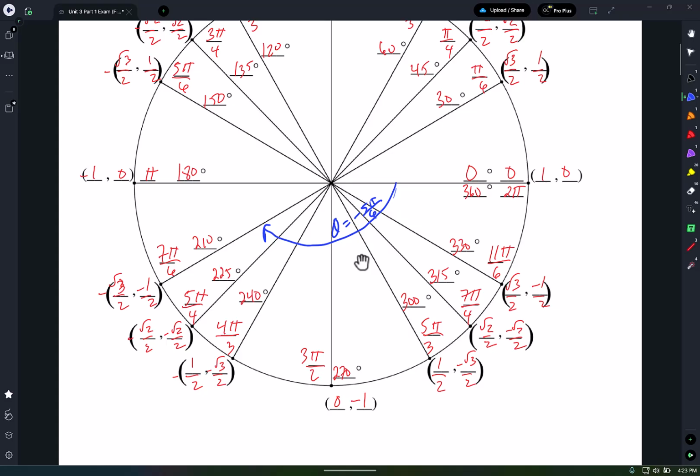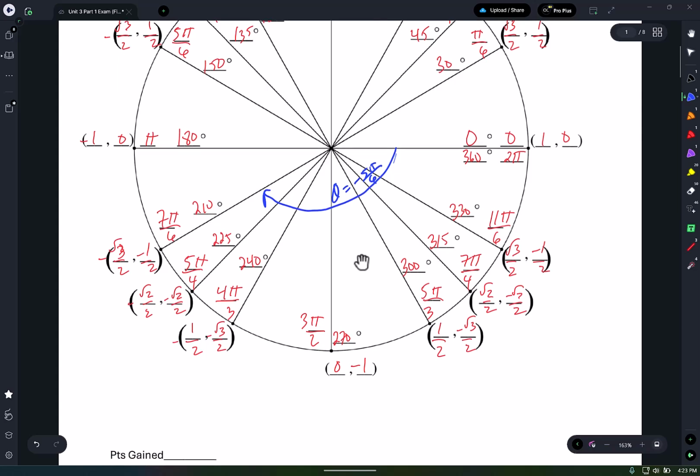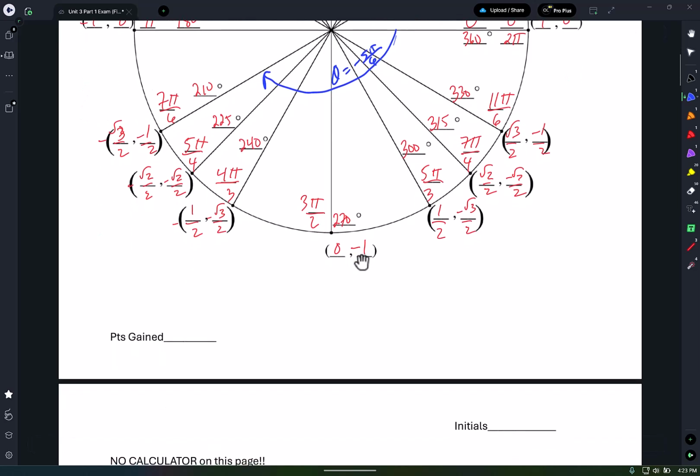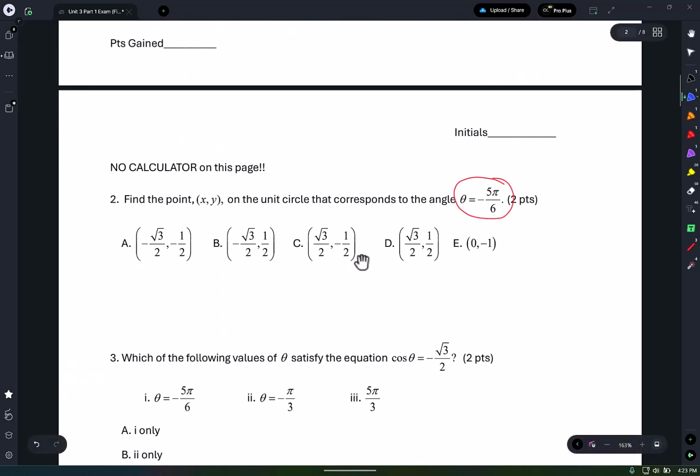No. Well, it might work, but I recommend that you just rotate like this. You know what I mean? Does that make sense? Okay. So that's the best route in my opinion. So negative, negative. So negative square root of 3 over 2, negative half. That's the answer. All right.